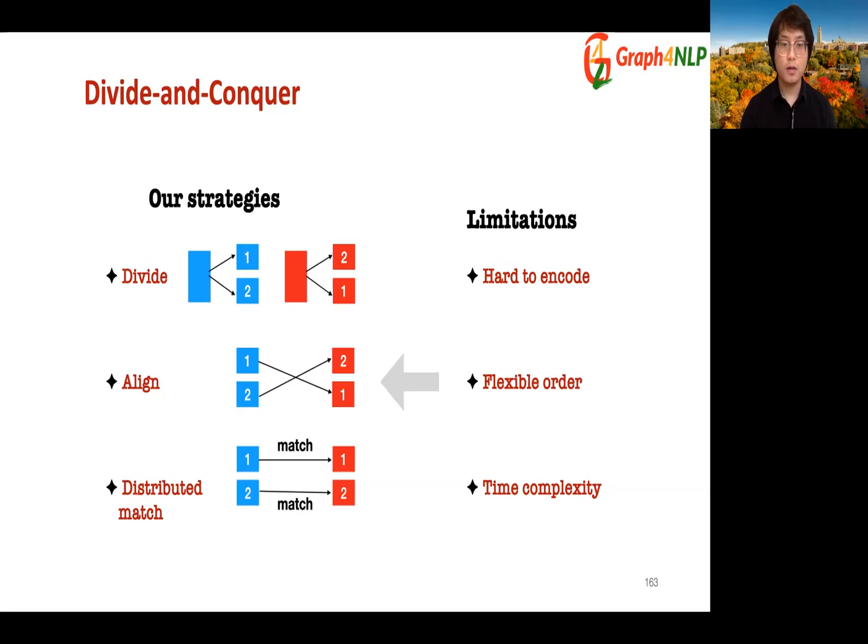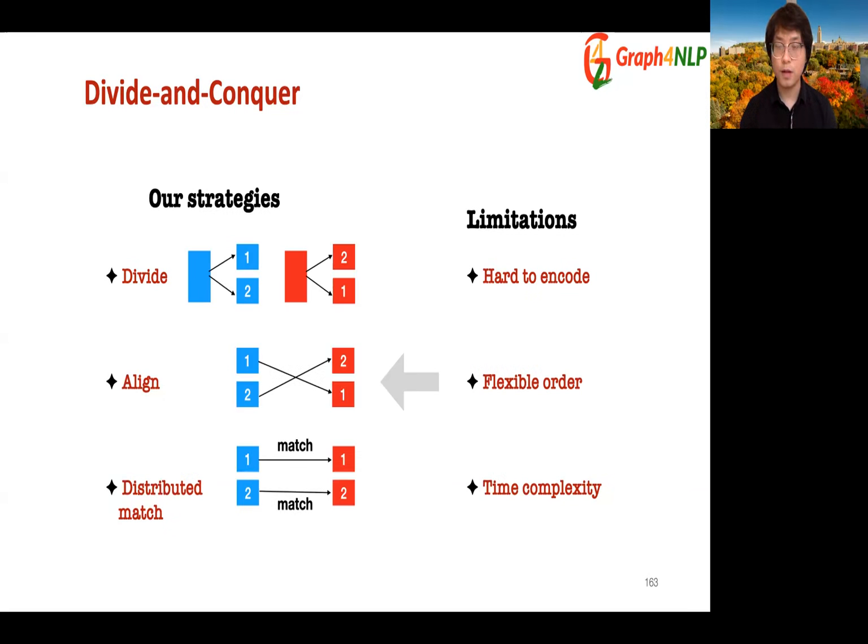So we perform a divide and conquer algorithm. Basically, our strategy is, first, we divide each document into multiple short parts. Then we align the different short parts in two documents. And finally, we can perform distributed matching over each local short part matching. In this way, we transform the long document matching problem into multiple short text matching problems. Then we aggregate the short text matching results to get the final matching result.